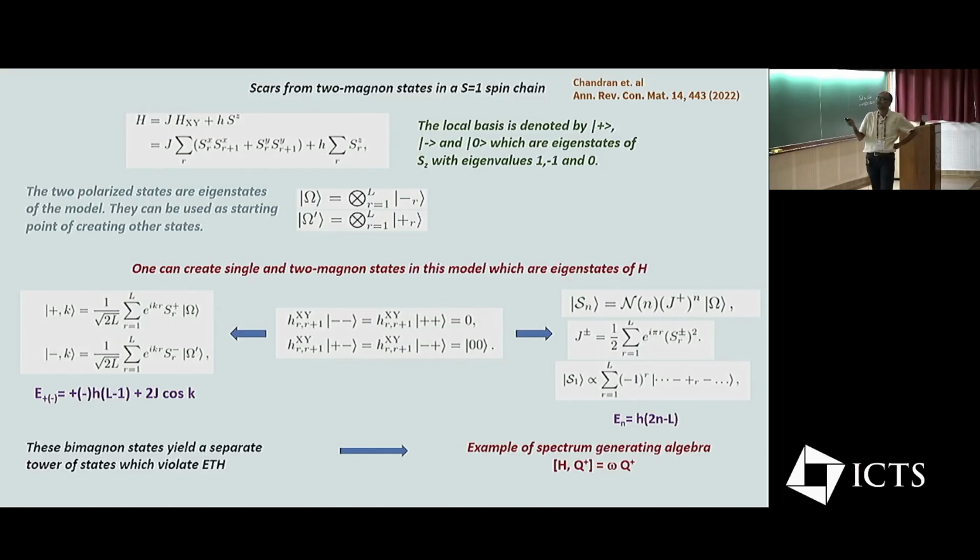So say we start from these states, then typical excitations could be single magnon states, which are obtained by applying the spin raising operator, which creates a 0 from minus at one given site, and then that 0 can keep on propagating, which gives you this magnon dispersion. But there is another class of states called the bi-magnon states, which is obtained by repeated application of this J plus minus operator, which is the application of two S plus or two S minus operators on this chain.